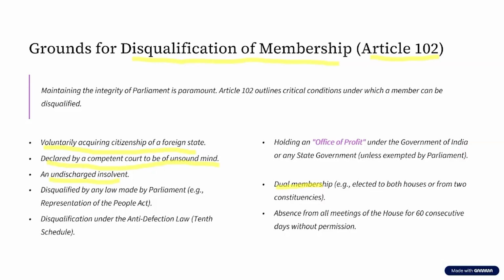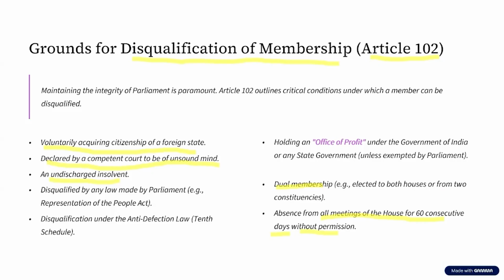The next criterion is that if a member is absent, without permission, from all the meetings of the House for 60 consecutive days, let us assume the MP has a valid reason, maybe a health condition, or he has to go on a business trip, etc. Any condition. If that is the case, he has to obtain permission from the presiding officer of the House. Now, who is the presiding officer of the Lok Sabha?